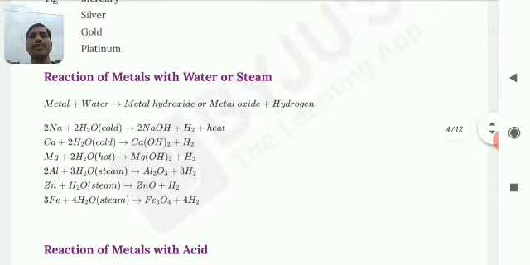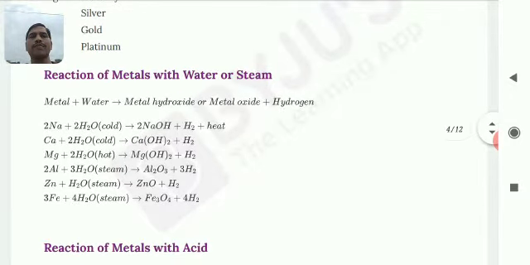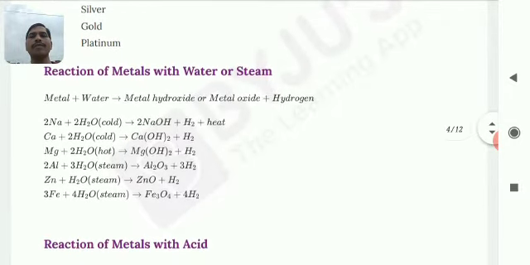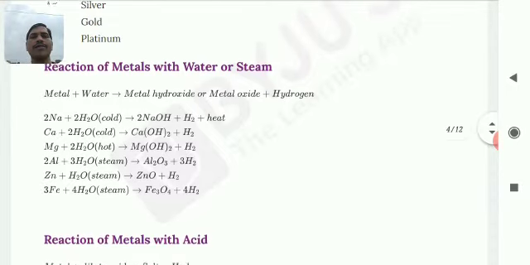Calcium also reacts with water to form calcium hydroxide, and hydrogen is released. Magnesium also reacts with water to form magnesium hydroxide, and again hydrogen gas is released. Aluminium reacts with water to form aluminium oxide, and again hydrogen gas is released.